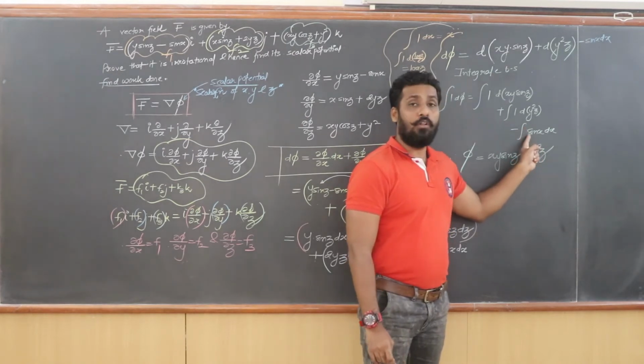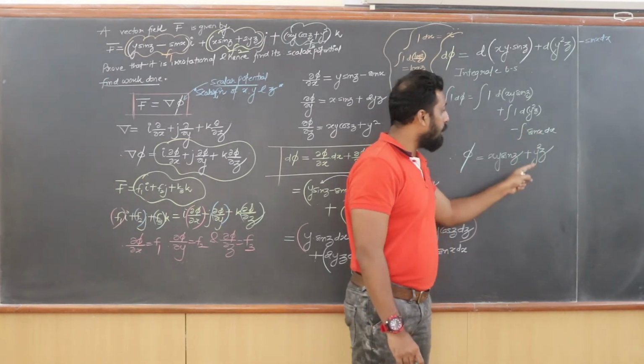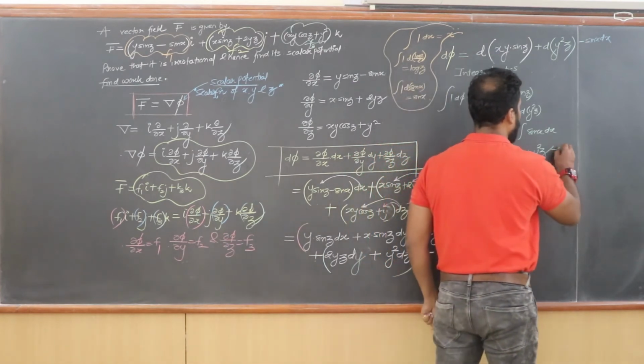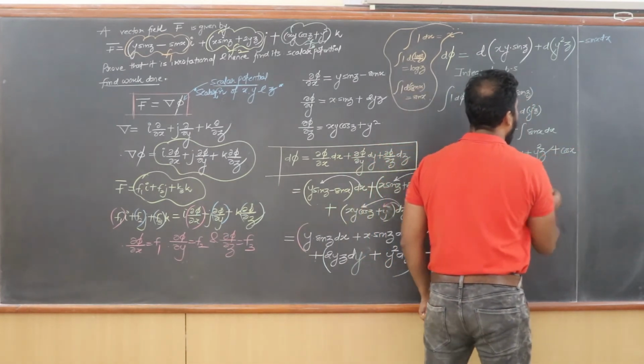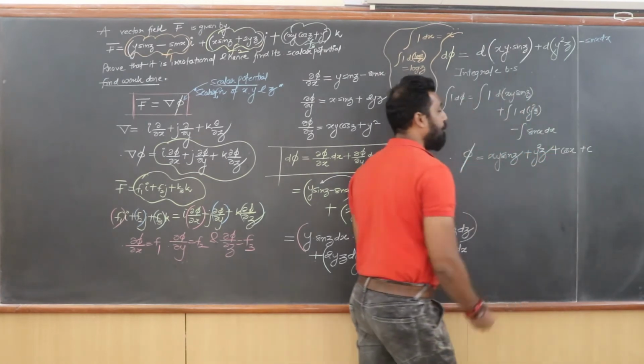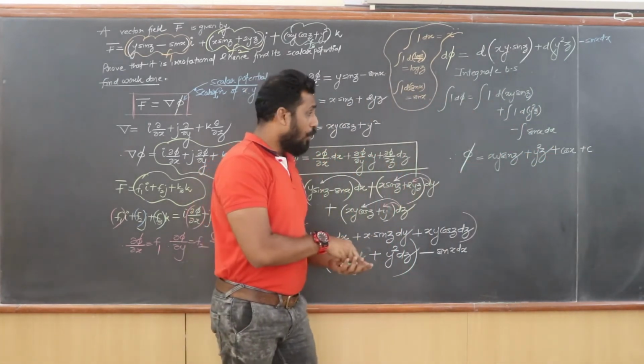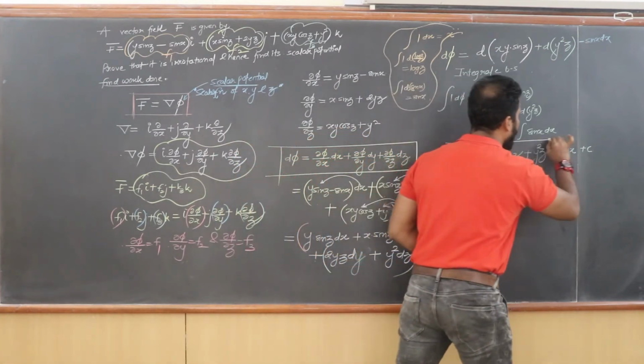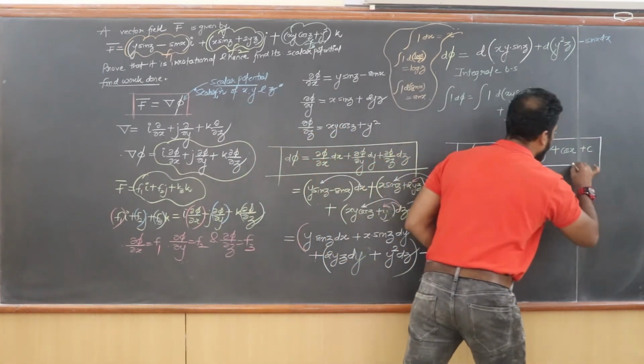Integration of sin x, you all remember, is minus of cos x. So minus and minus becomes plus. So that gives me plus cos x. And overall, since we have taken integration, not to forget to put plus c. So that is what your scalar function phi comes out to be.